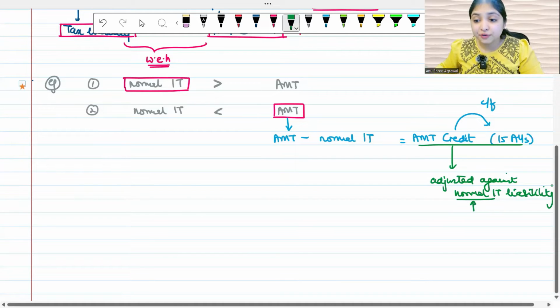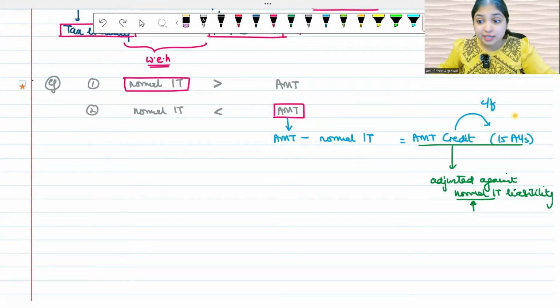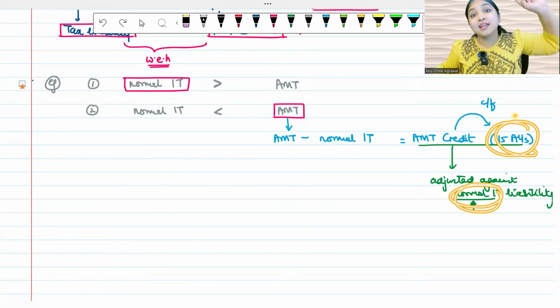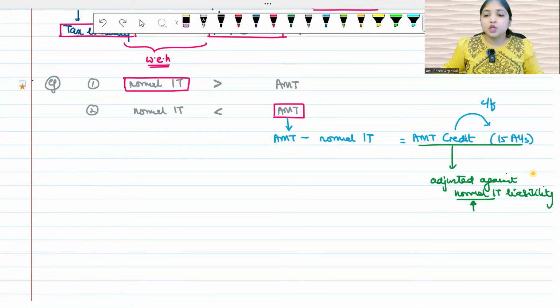So in these 15 years, if in any of the years normal income tax is higher, in that year you will let me adjust the AMT credit. You'll get a much better understanding when I show you examples. But before we go to the example, first try to grasp the theory properly so that in the example, you're able to answer very easily.